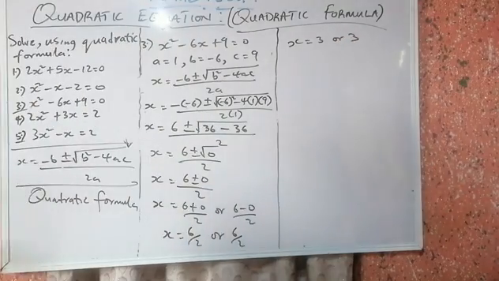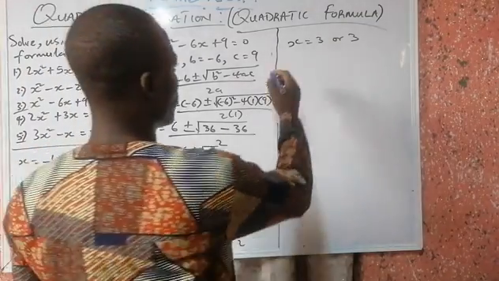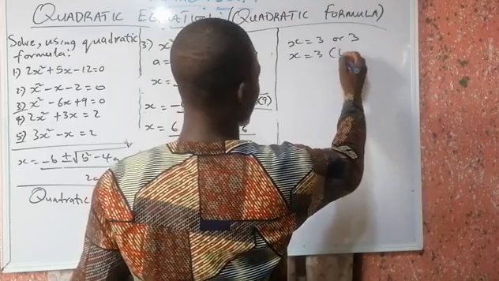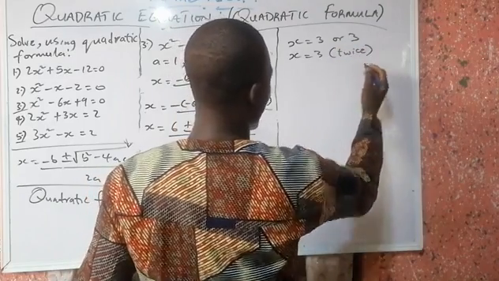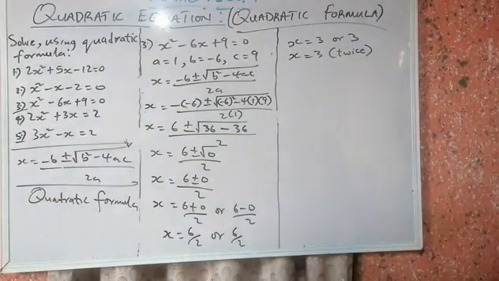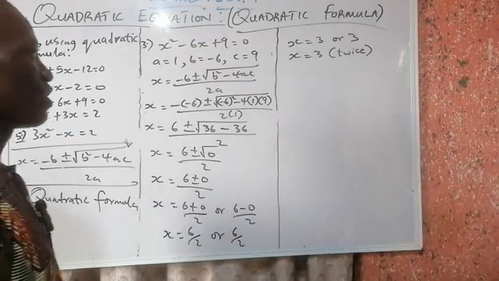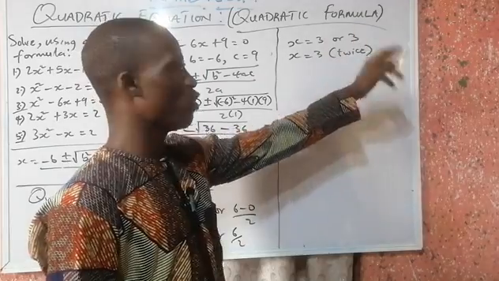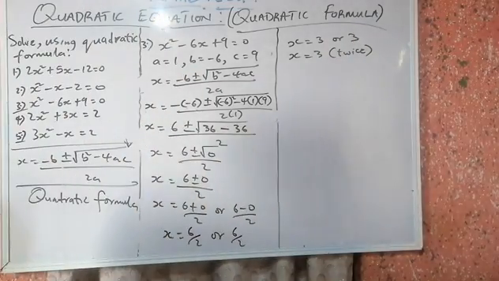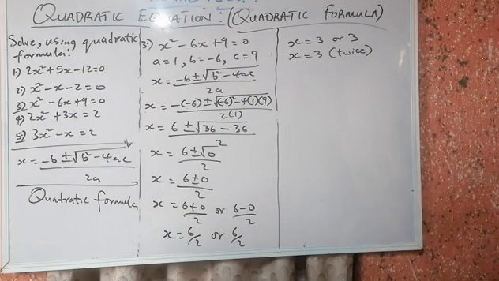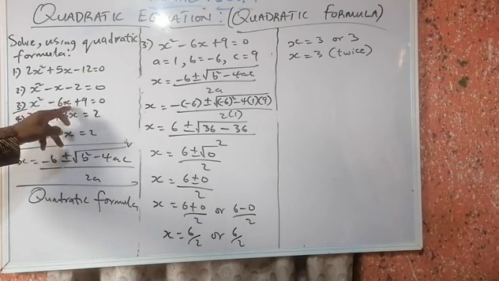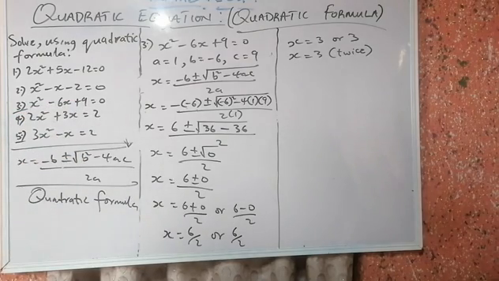So instead of writing 3 or 3, I can say that x equals 3, and then I will put twice. That is, x equals 3 twice. We have actually explained this in the previous video, that you can have the same roots, and we have the same roots in this case of x squared minus 6x plus 9 that we just solved.